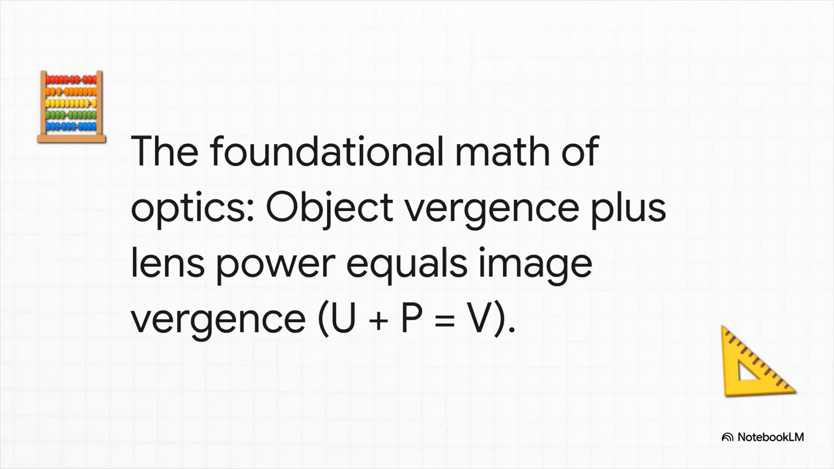Now this right here is your golden key. U plus P equals V. Object vergence plus lens power equals image vergence. I want you to think of this simple equation every single time you dial a lens into the phoropter. Because when you truly understand how light enters a lens, how it changes, and how it exits, the math just works. We're going to relentlessly connect everything back to this equation today.